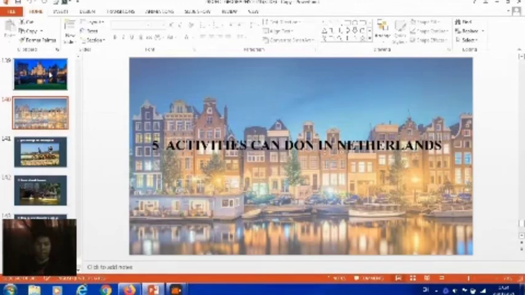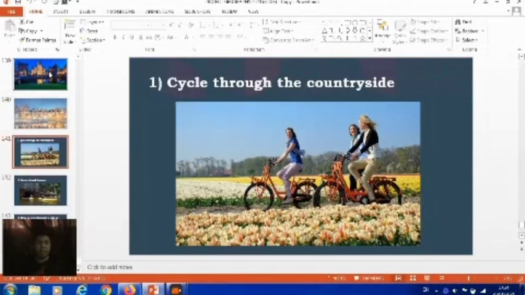Five activities you can do in the Netherlands. Number one, cycling through the countryside. There are more bikes than people in Amsterdam, and the locals use bikes mainly to get around. The bustling and bumpy streets of the city are a challenge for cycling beginners, while the larger metropolitan area offers cycling routes, such as the 50 km route through colorful blooms.